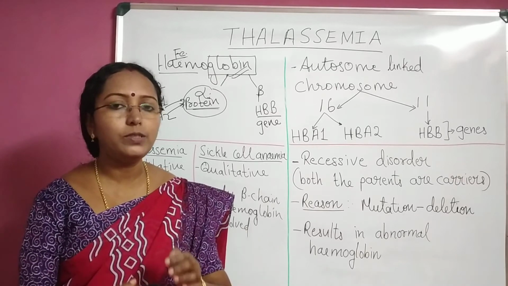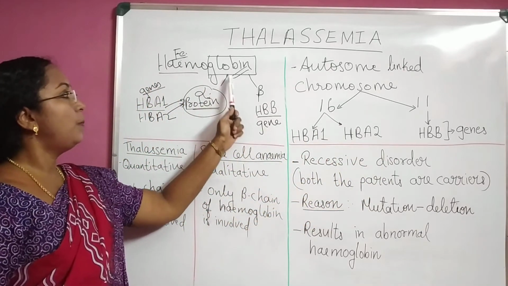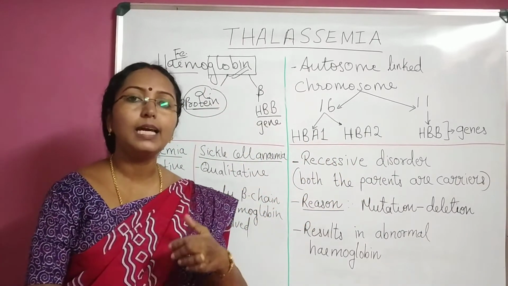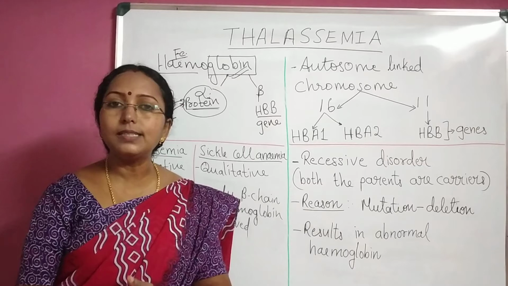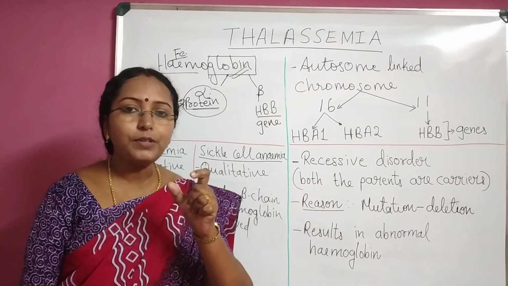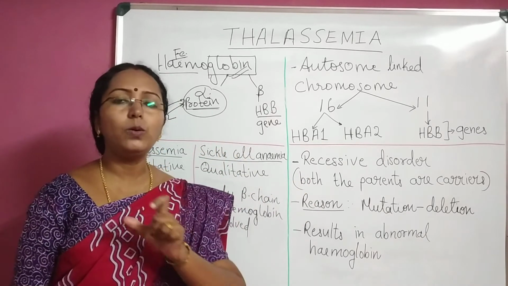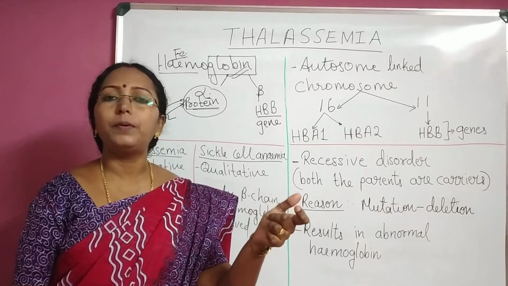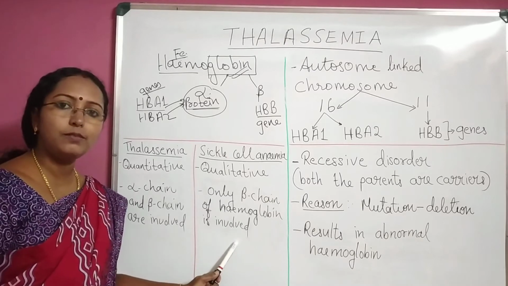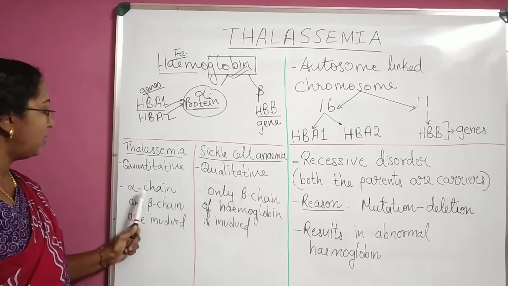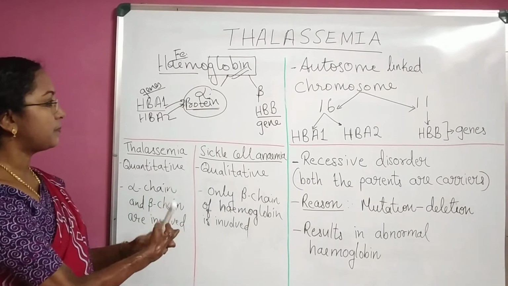Thalassemia can be due to the deletion of any of these genes, isn't it? So both alpha globin and beta globin are getting affected in the case of thalassemia. But what about our sickle cell anemia? There the defect is only with respect to the beta globin chain of hemoglobin. Only with the beta globin chain. Nothing to worry about alpha. So in sickle cell anemia, only the beta chain of hemoglobin is involved, whereas in thalassemia, the alpha chain and beta chain are involved. So this is the reason.